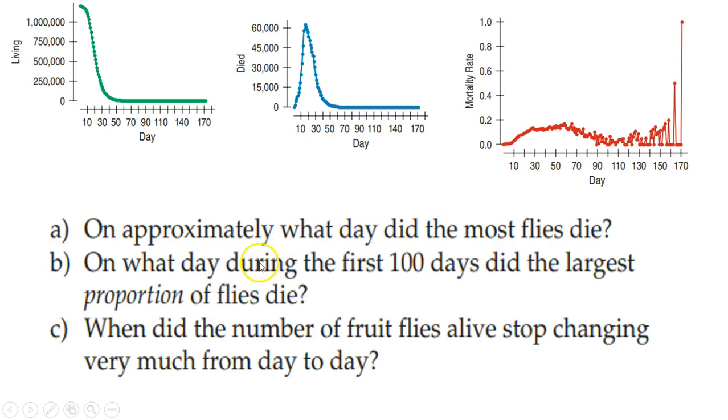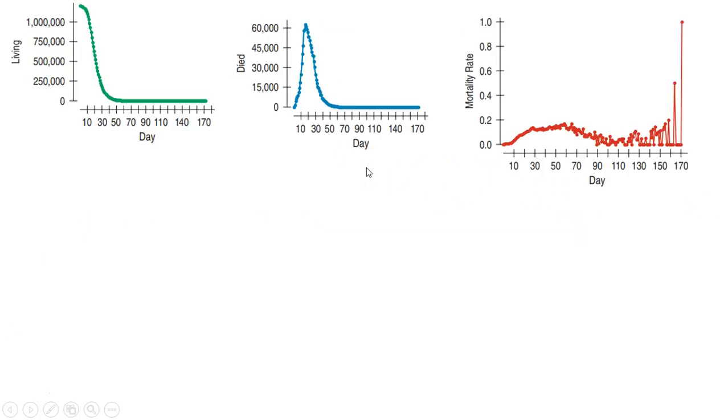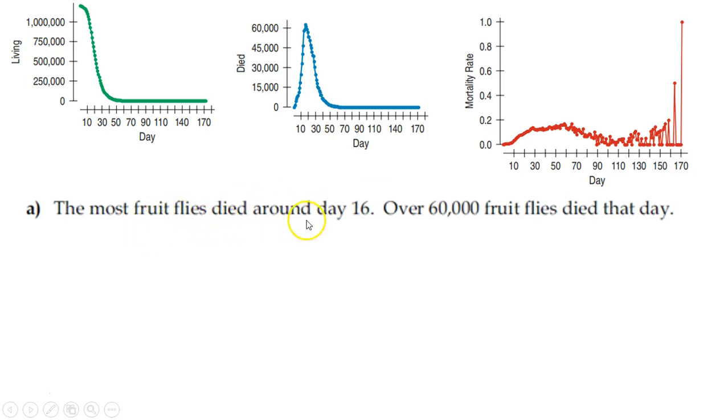So, on approximately what day did the most flies die? So if you're looking at this, you're looking for a peak or like a mode. You would just follow this over, and on what day during the first 100 days did the largest proportion of flies die? The largest proportion of flies die as well. So as we're looking at these, the most flies died around day 16. So if that's 5, it looks like somewhere around here, right?